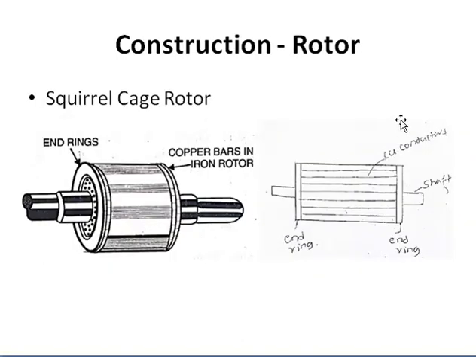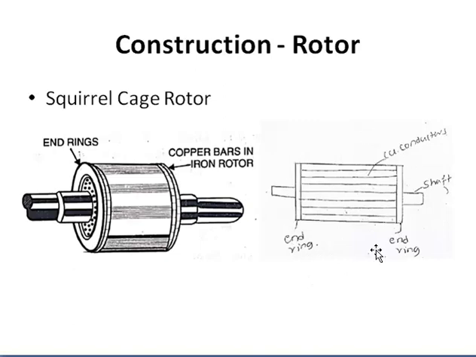Next is the construction of a rotor. There are two types of rotors. One is called a squirrel cage rotor, and another is the wound rotor. In case of a squirrel cage rotor, it consists of a laminated cylindrical core having parallel slots on its outer periphery. Okay. What you can see in the diagram, there are again two diagrams.